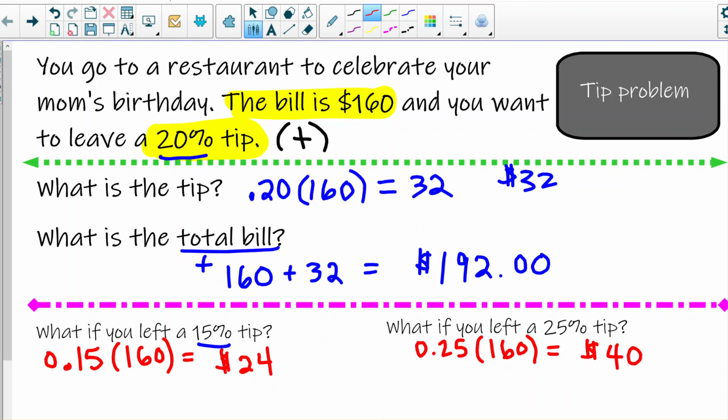Okay. All right. So the thing that you want to remember when you're doing tip problems is that you need to multiply the percentage times the bill, and that will give you the tip. And then to find the total bill, you add that amount back to the bill price and get a total amount.